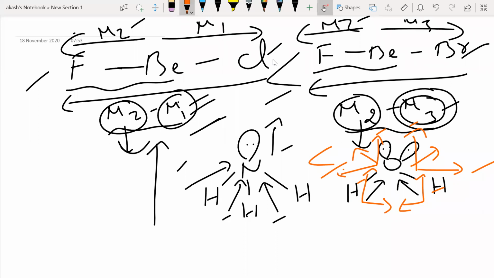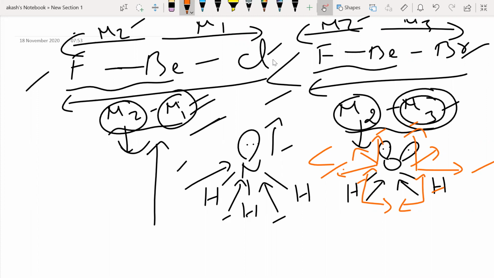Sir, is it because it has more lone pairs? Yes, absolutely true, right? Because H2O has two lone pairs. So one more thing is, comparing electronegative atoms with lone pairs have more effect on the dipole moment.